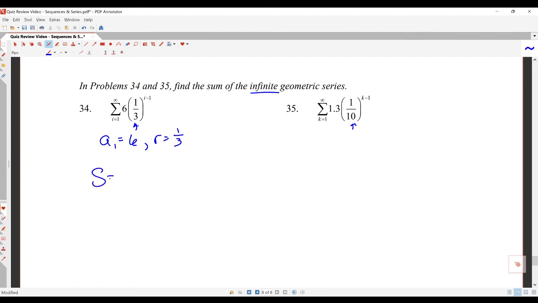So then the sum, there's no subscript here because it's infinite. The sum is going to be A1 over 1 minus R. 1 minus 1/3 is 2/3. Dividing by 2/3 is multiplying by 3/2. I get 18 over 2, which is 9.